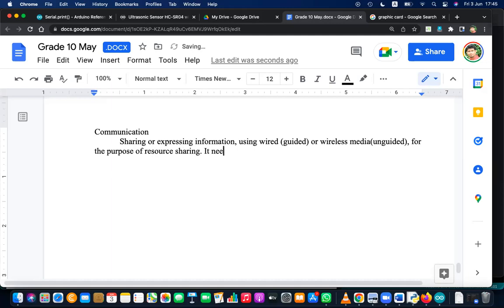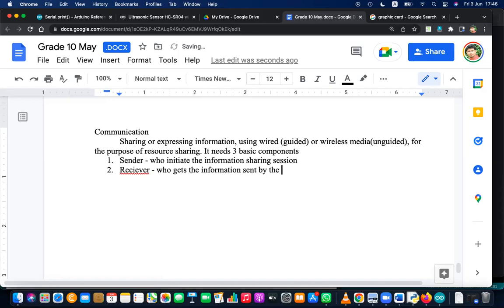It needs three basic components: sender, who initiates the information sharing session, called the sender; receiver, who gets the information sent by the sender, the other way around.